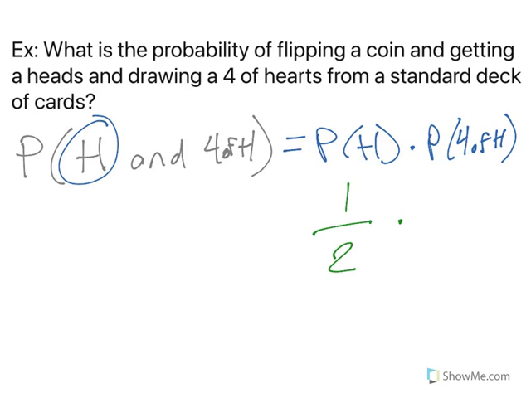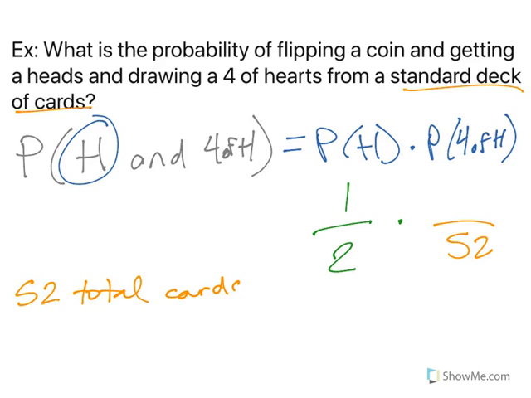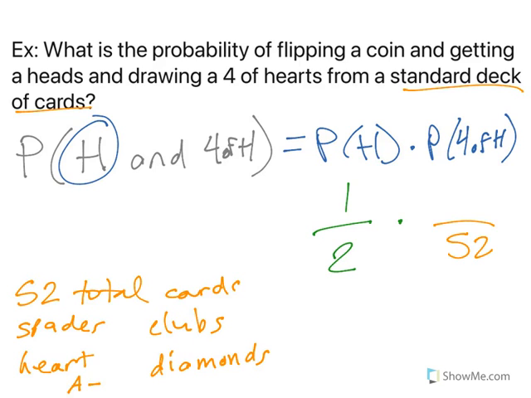Now, a standard deck of cards, not everybody's familiar with, but a standard deck of playing cards has 52 total cards in it. So my denominator will be 52. Now, within those 52, they are all unique, all different. There are 4 suits: spades, hearts, clubs, and diamonds. And each one of these has numbers ace through king. So ace, 2, 3, 4, up to 10, and then jack, queen, king. So there are 13 cards of each suit.